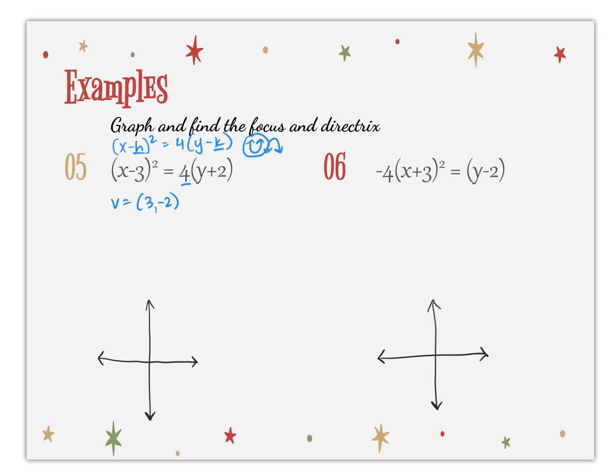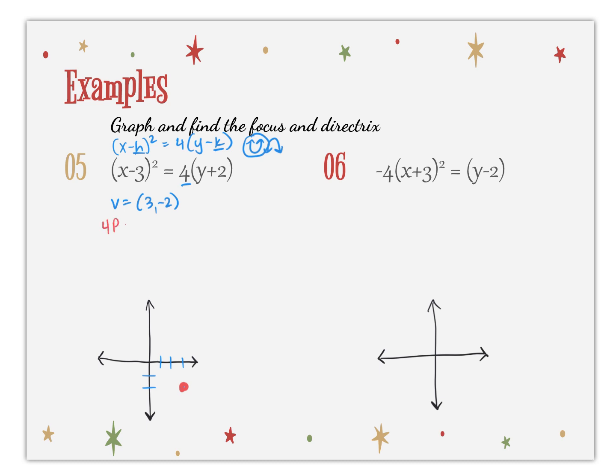So it's going to be the opposite of negative, the minus 3 is plus 3, the opposite of plus 2 is minus 2. So our vertex is 3, negative 2. So 1, 2, 3, 1, 2. Here's my vertex, okay? I do it in red. Okay, so now I know where my vertex is. I still need to find my p-value.